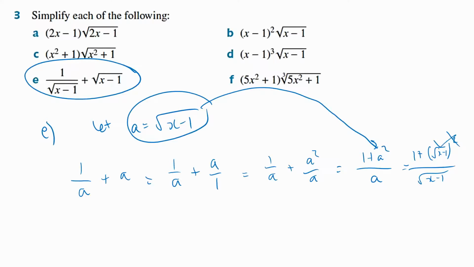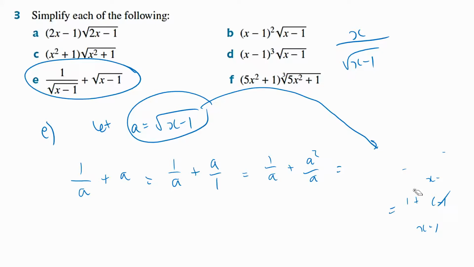See, if they cancel out, you're left with 1 plus x minus 1 over root of x minus 1, and you can see the ones cancel out. Your final answer is just x over root x minus 1. But you wouldn't have been able to see that without making it easier.